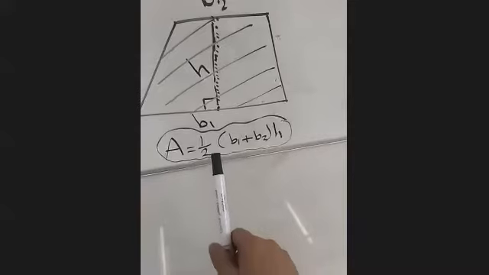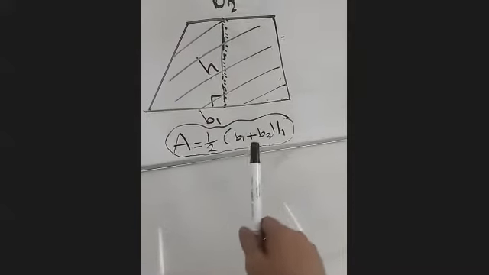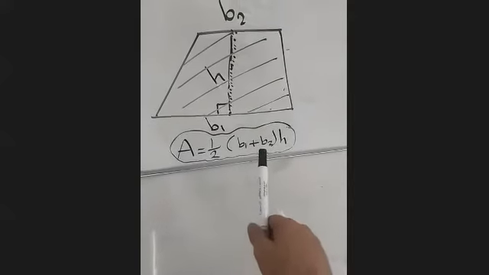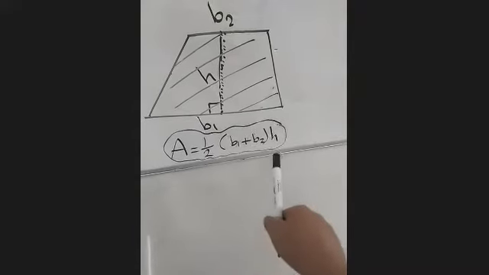Half multiply bracket, don't forget the bracket. Base 1 plus base 2 inside the brackets, parentheses. Outside, multiply the height.